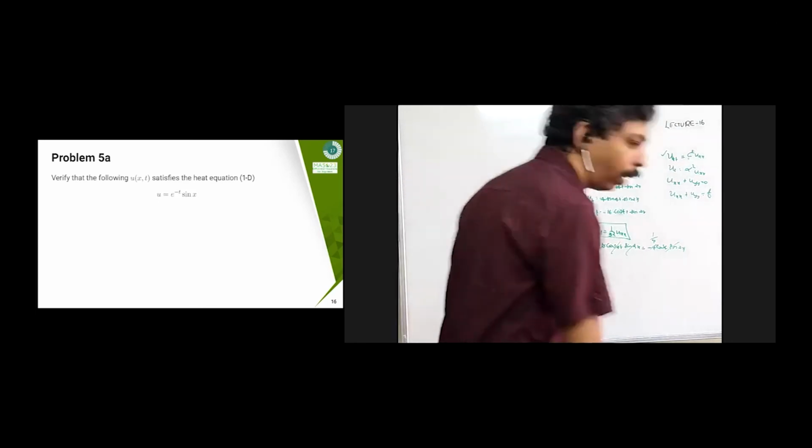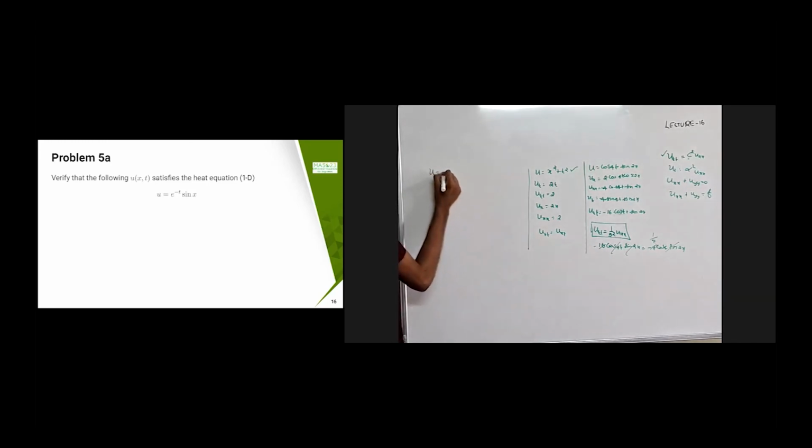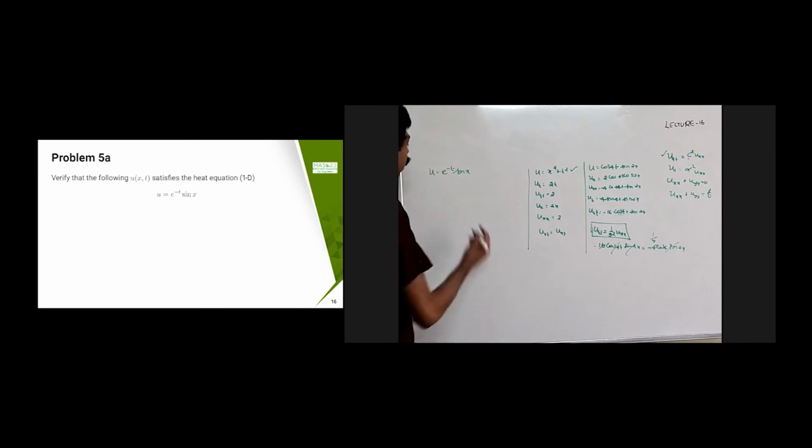Next problem. Again, we will see whether this is satisfying the heat equation. So u is equal to e power minus t sin x. Once we derive that solution, we can see that we are going to get our equation in this format. That's what we are going to see in the next class.